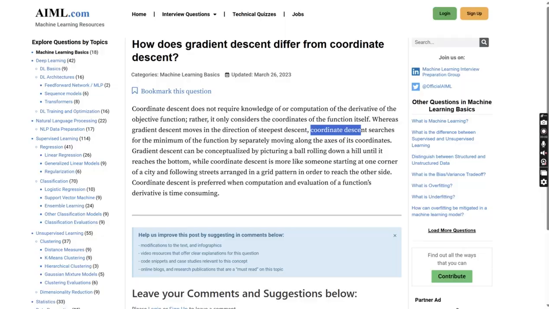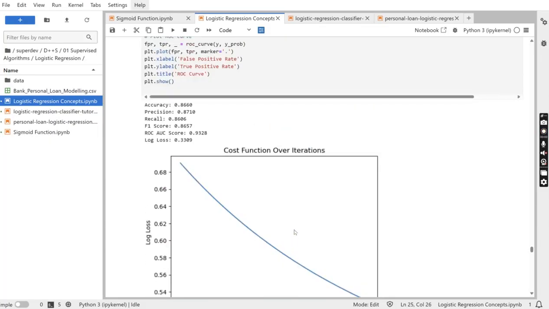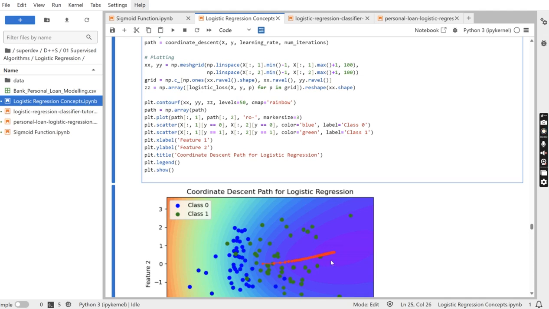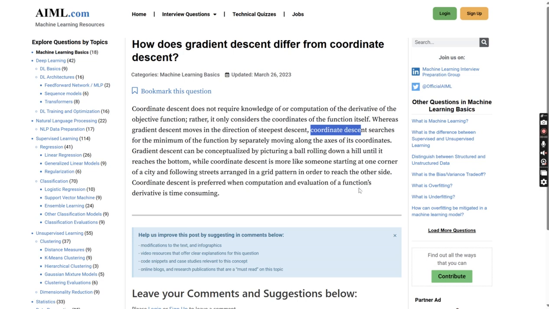Mostly that's why you can see it's more or less in a straight line only. It doesn't go from here to here and then here, then here, like that. It doesn't go in a zigzag way, it goes in a straight line only. That is another difference.